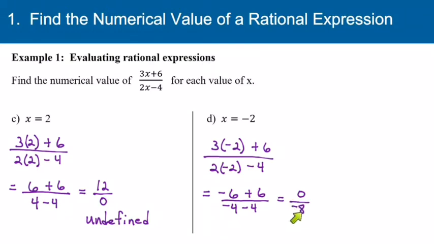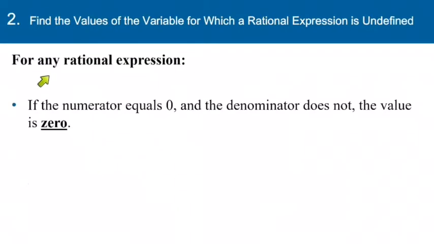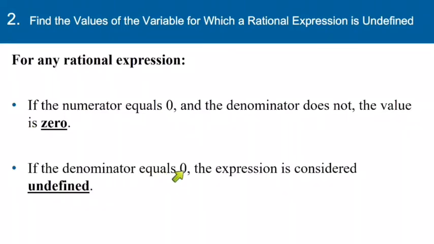0 divided by negative 8 is not undefined. 0 divided by negative 8 is just 0. 0 divided by anything is still 0. So this one simplifies to 0. Basically, if you have 0 in the top, it's 0. If you have 0 in the bottom, it's undefined. Okay, just to sum up here, for any rational expression, if the numerator equals 0 and the denominator does not, the value is 0. If the denominator equals 0, the expression is considered undefined. If the denominator equals 0, it doesn't matter what the numerator is. If the denominator equals 0, the expression is undefined.